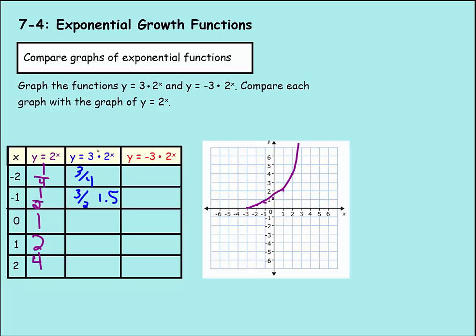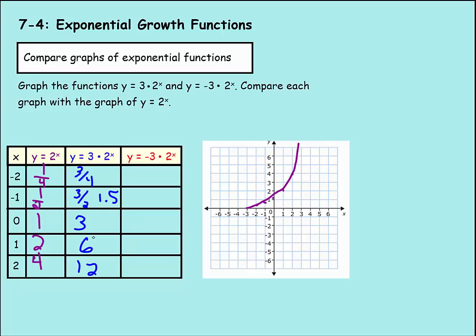Now we have 3 times 2 to the 0. Well, 2 to the 0 is 1, so 3 times 1 is 3. Now we have 3 times 2 to the 1, which is 2, so that would be 6. Then we have 3 times 2 to the second, which is 4, so that would be 12. So you notice what this 3 did is we multiplied all the regular answers, 2 to the x, times 3. 1 becomes 3, 2 becomes 6, and 4 becomes 12.